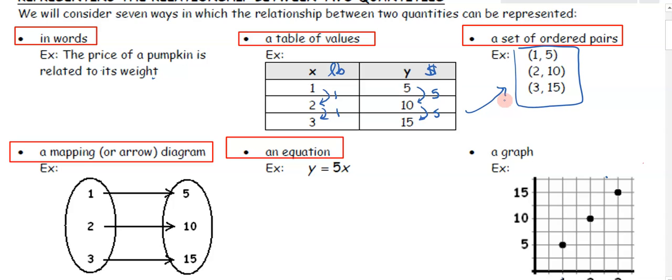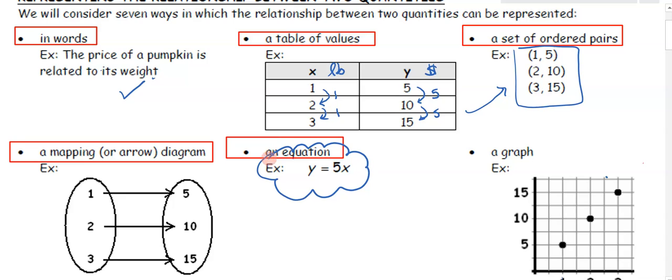It's just written in a different way. Instead of writing it in columns, we're writing it as an XY pair. 1 pound is $5, 2 pounds is $10, etc. We can put it in words. The price of a pumpkin is related to its weight. And one of the most powerful, I believe, is the equation.